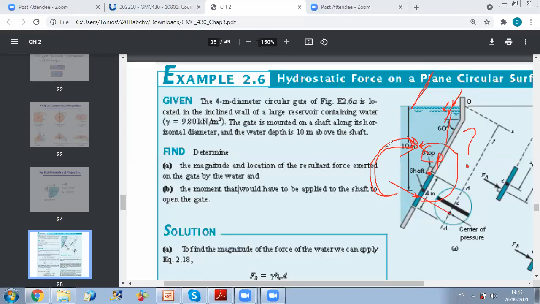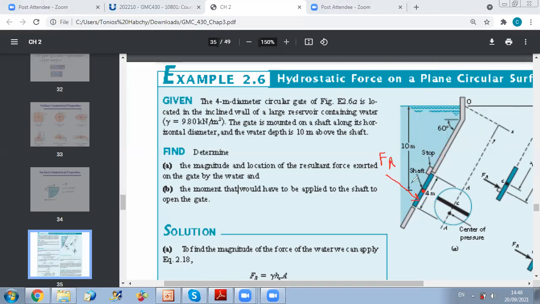So first, I am sure that the moment I should apply on the shaft to open the gate should be opposite to the moment created by water. Okay, so it should be clockwise. And to know its magnitude, what should I do? I should find the moment of the resultant force of water with respect to my shaft. Okay, so since you are applying your moment on the shaft, you need to determine the moment of the resultant force about the shaft.